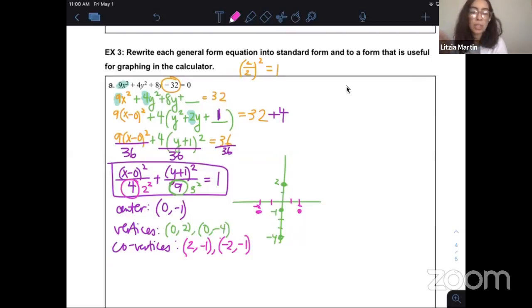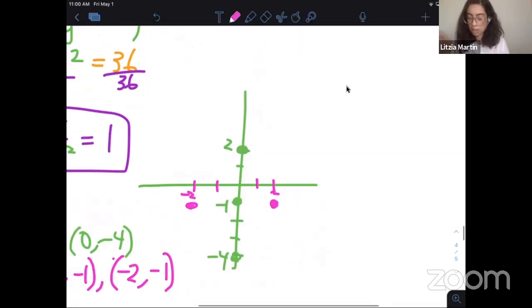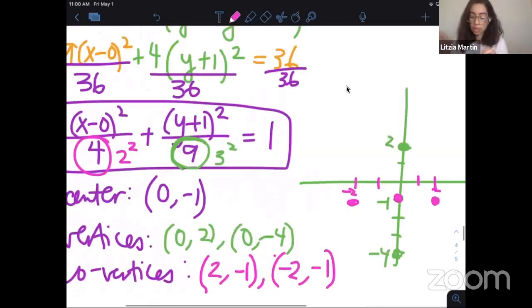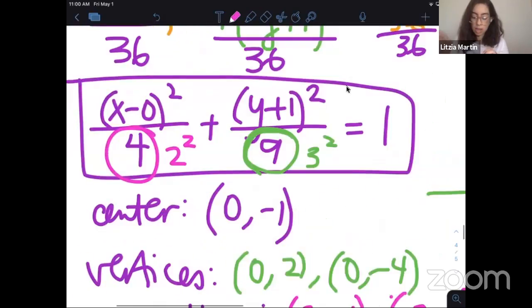So the coordinates, I just plotted them. So we find the center first. The center is kind of like the guide to either direction. So once you find that center, then you need to determine how far out you're going to go in either direction. So in this case, we have a 4 in the denominator.